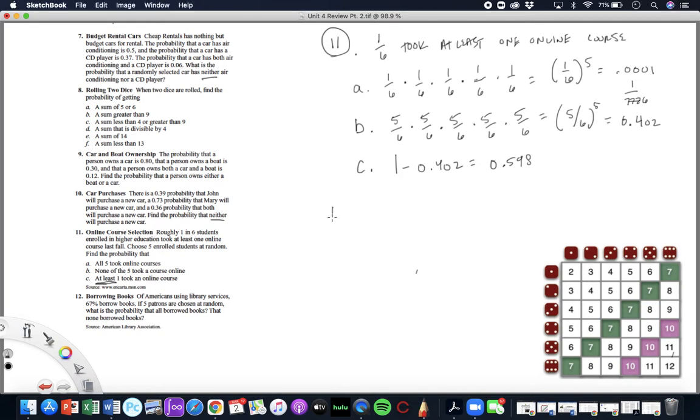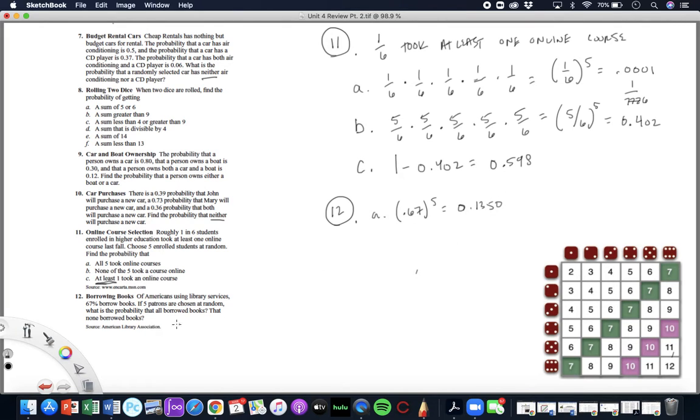Last but not least, we got number 12. Kind of similar to what we just did: Americans using library services, 67% borrow books. If 5 patrons are chosen at random, find the probability that all borrowed books. I'm going to use this same kind of notation over here, which is the idea that I can just take 0.67 to the 5th power, which would be 0.1350. So I could do that.